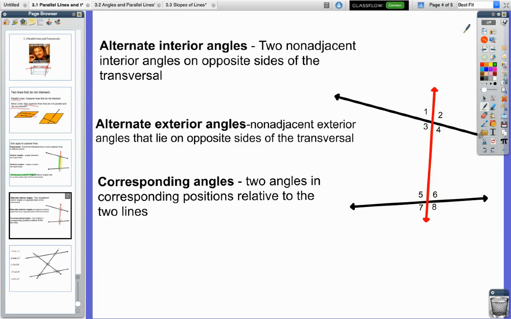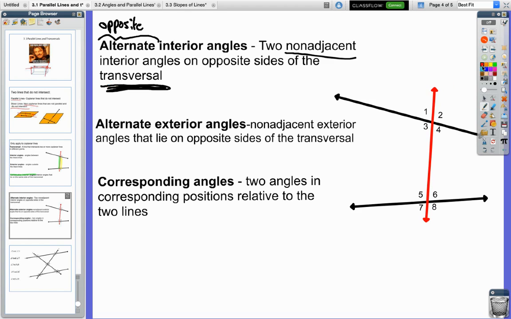Let's talk about alternate interior angles. Let's dissect that word. Alternate will be opposite. Interior meaning inside, angles. So opposite interior angles. Now, opposite of what is the key word? Two non-adjacent angles. So they're non-adjacent. They can be next to each other. Interior angles on opposite sides of the transversal. The transversal is the important part.